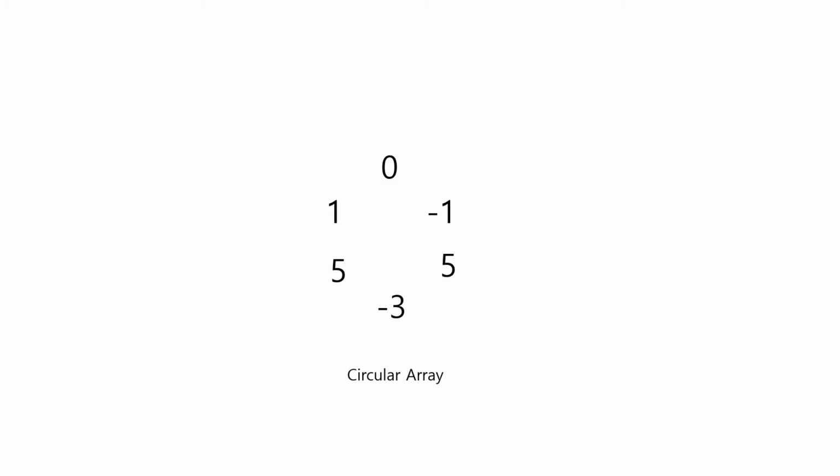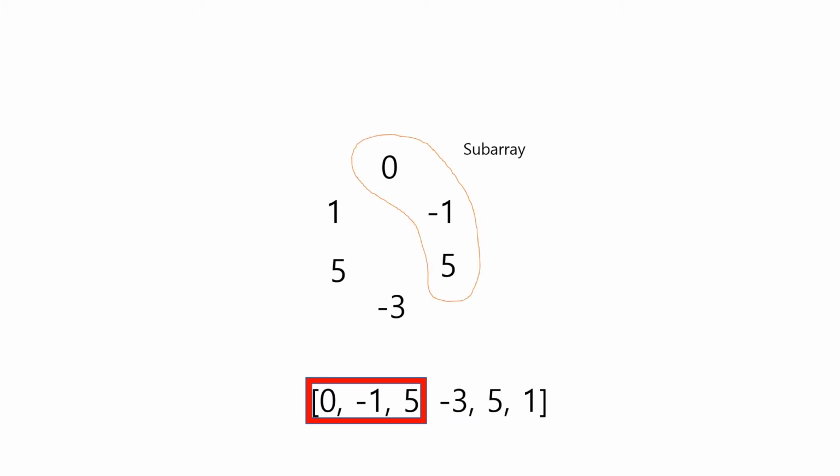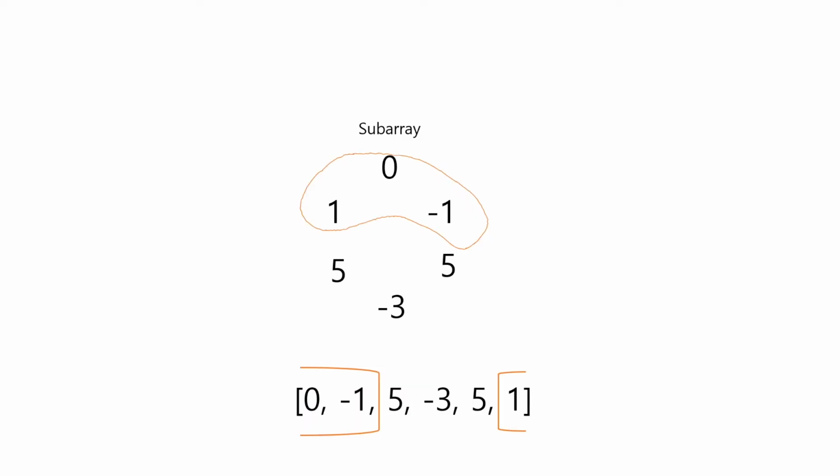So then how can we get the subarray here? For example, 0, -1, 5, those three elements can be one subarray, and it can be represented in the normal array like below. And next, we can get 1, 0, -1 as also a subarray, but it can be represented like below in this normal array. So you can see there's a split. Those elements were split in this normal array.